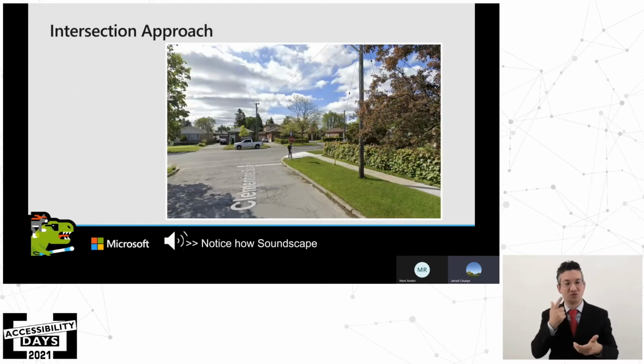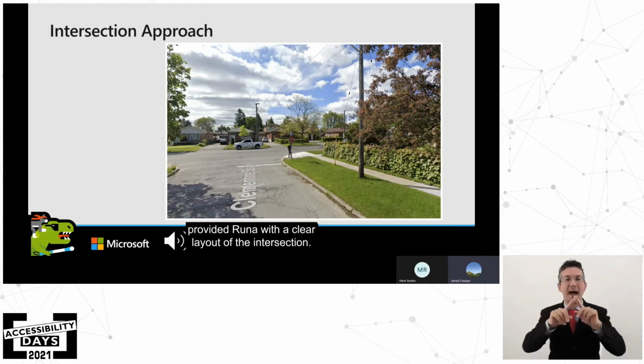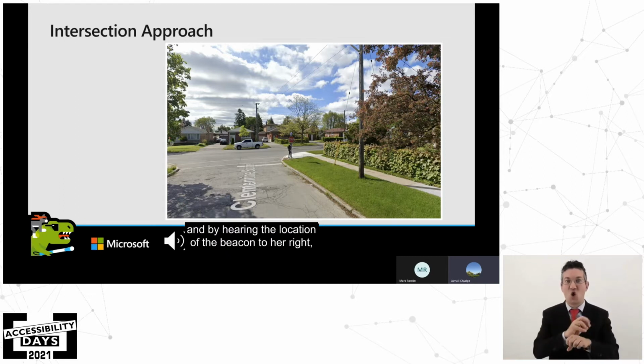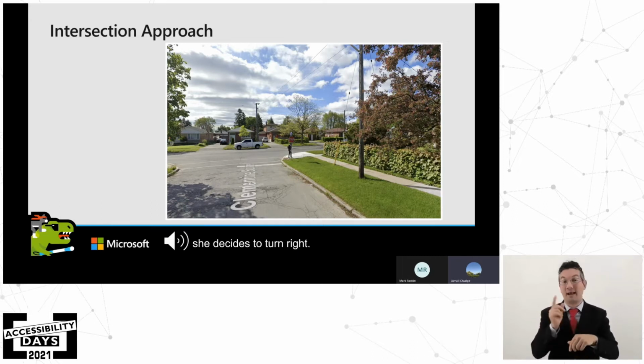Notice how Soundscape provided Runa with a clear layout of the intersection. In this case, it's actually a T intersection. And by hearing the location of the beacon to her right, she decides to turn right.